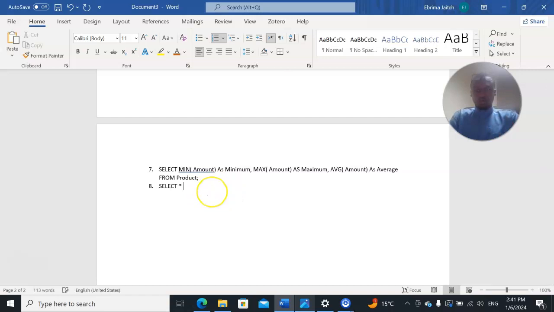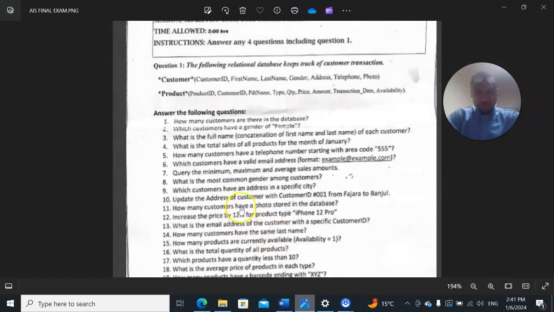Select all from customer. Select all from customer where, sorry, which one is the most common? So we are going to say select. Let me erase this, sorry about that. Let me look at the question very well.